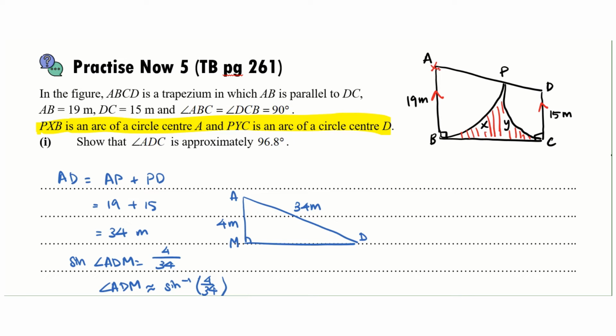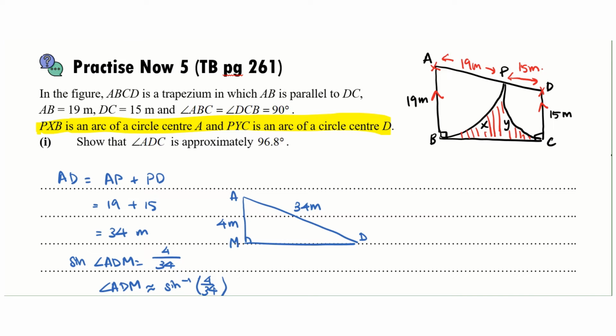With this information about PXB and PYC being arcs of a circle, we will know that if A is the center and this is 19 meters, AP will actually be 19 meters over here. Likewise, if D is the center of this sector and CD is actually 15 meters, which is the radius, this means that PD is actually 15 meters.